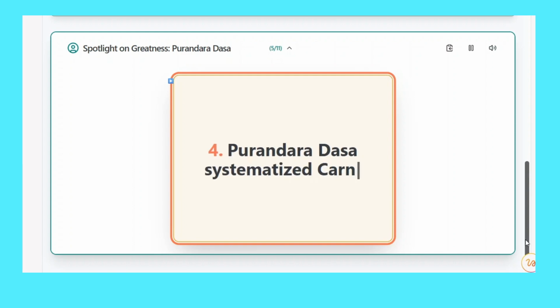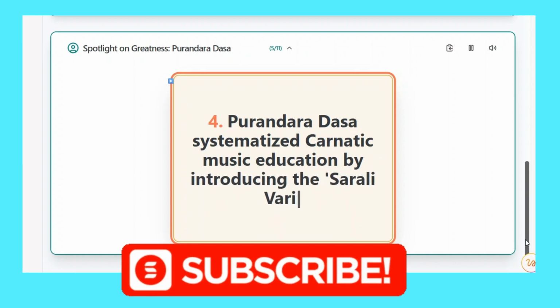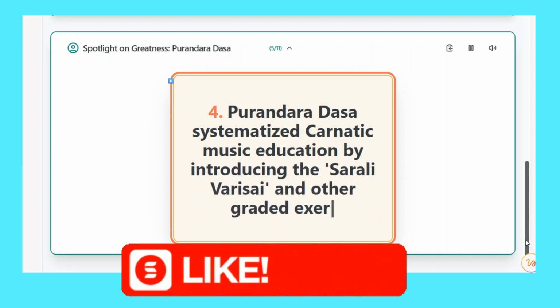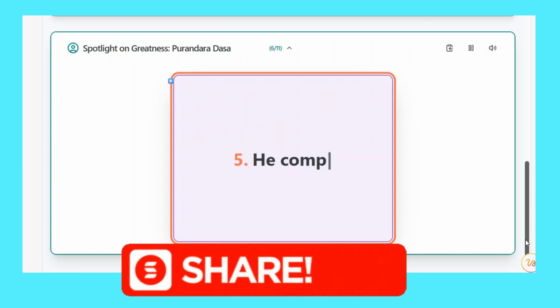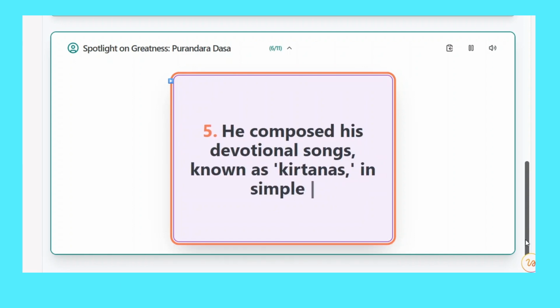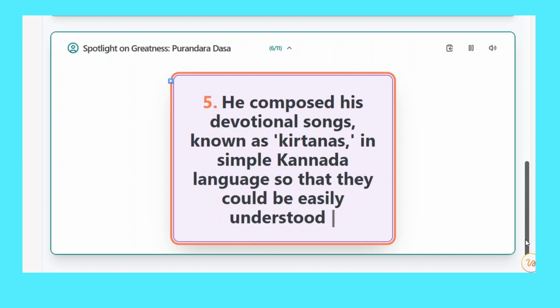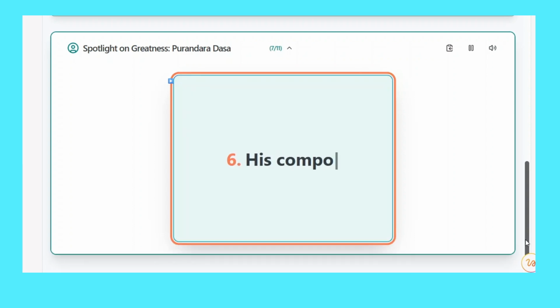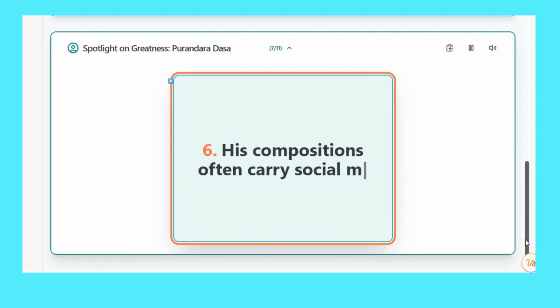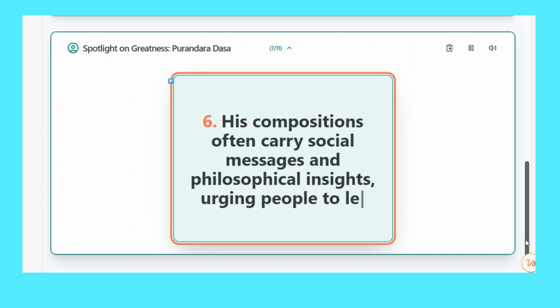Purandaradasa systematized Carnatic music education by introducing the Sarali Varasai and other graded exercises. He composed his devotional songs, known as kirtanas, in simple Kannada language so that they could be easily understood by the common people. His compositions often carry social messages and philosophical insights, urging people to lead a virtuous life.